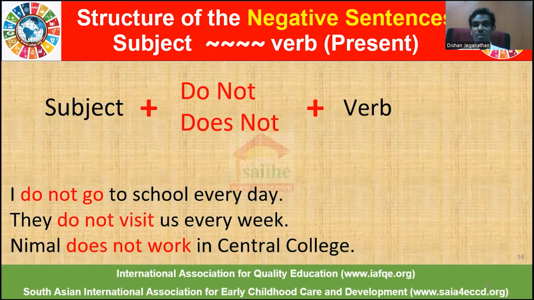I do not go to school every day. This could also be said as I don't go to school every day. Here I is the subject followed by do not or the contracted form don't. And the verb here is go. They do not visit us every week. They is the subject followed by do not. Verb is visit. Likewise, Nimal does not work in Central College. Nimal is the subject followed by does not and the verb is work.